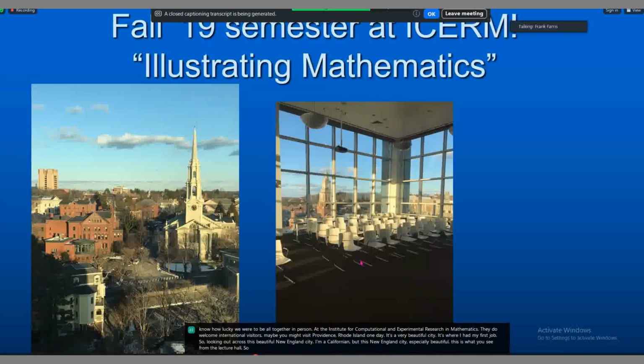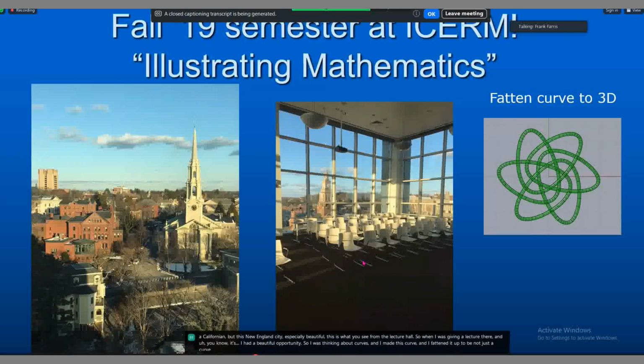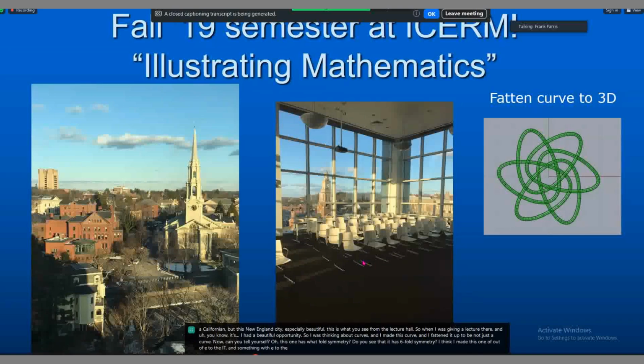So I was giving a lecture there, I had a beautiful opportunity. I was thinking about curves, and I made this curve, and I fattened it up to be not just a curve. Can you tell yourself, oh, this one has what fold symmetry? Do you see that it has six-fold symmetry? I think I made this one out of e to the it, and something with e to the i7t, and then maybe some e to the minus 5it, that would work. Anyway, I made this curve, and I saw a demonstration about software that would allow me to fatten this up to make a pipe. So yeah, it's a nice medallion, but when you make it into a pipe, it passes through itself.